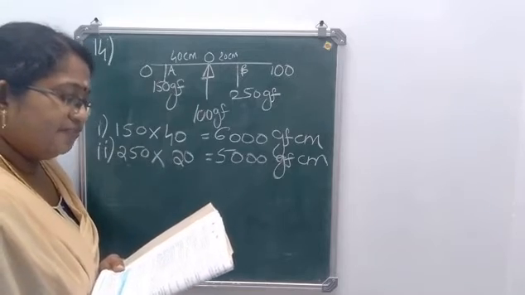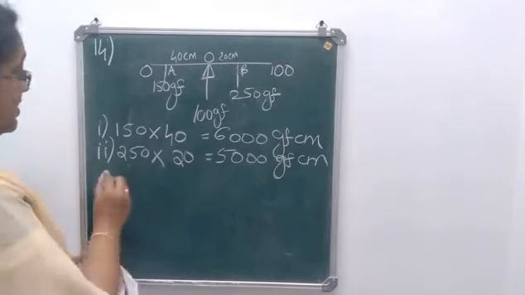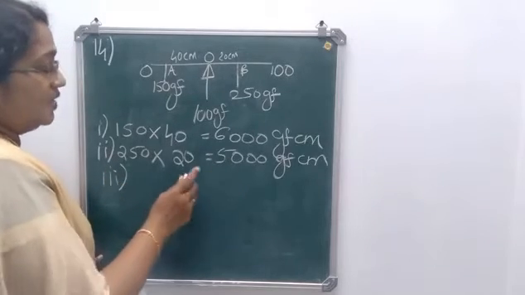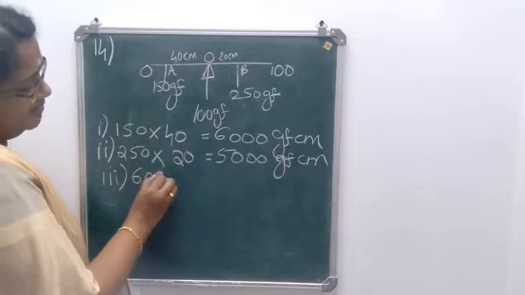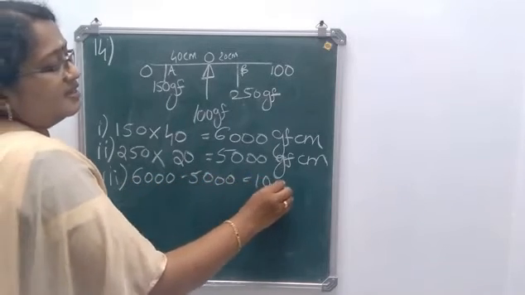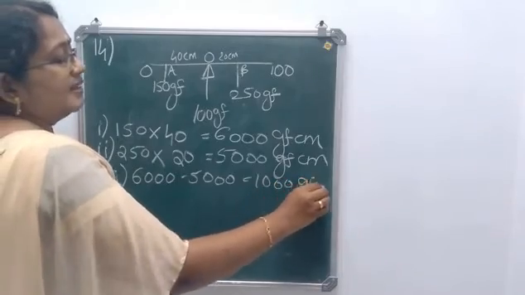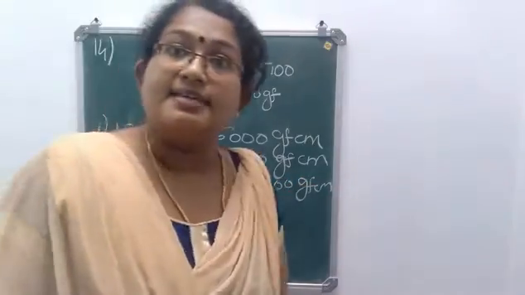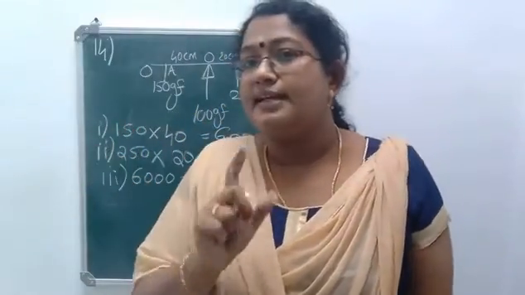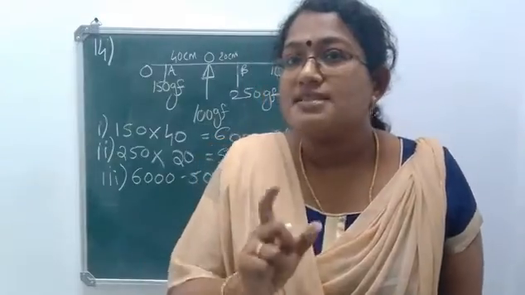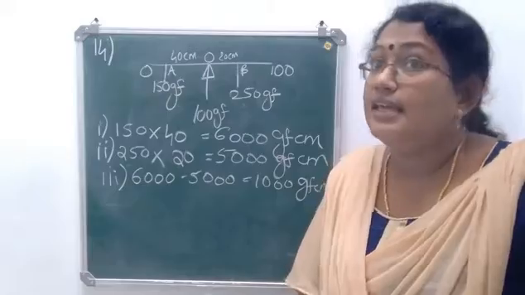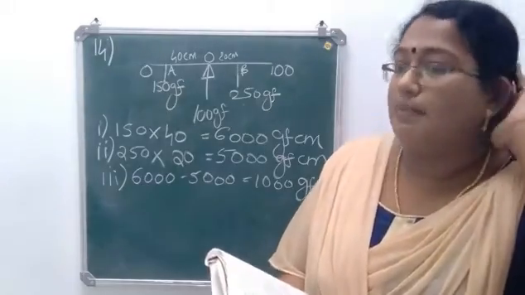Now, third question is the difference of the anti-clockwise and clockwise moment. So one is anti-clockwise, other is clockwise. So what is the difference? 6000 minus 5000, which is equal to 1000 gram force centimeter. And in the test paper, it was found that many didn't write the units. So please keep in mind this. When you are doing the numericals, you should write the unit. Okay, else you won't get marks.